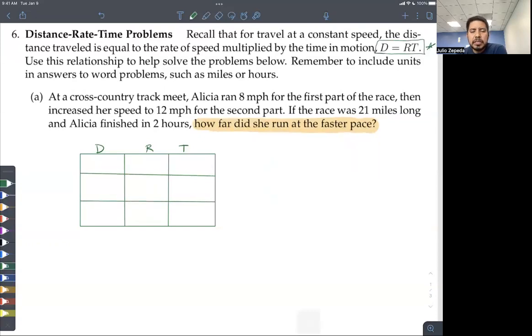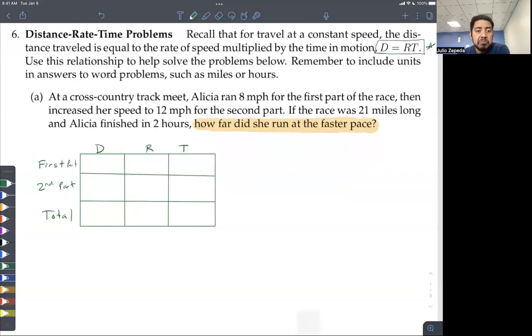So we're dealing with distance, rate, and time. So I like to organize my information in a table, DRT. Now we have multiple sections of the race, 2 sections. And so let's call it the first part and then the second part of the race. And then I'll put a total row at the bottom, just in case it comes in handy. In some problems, it might not, but we might need it.